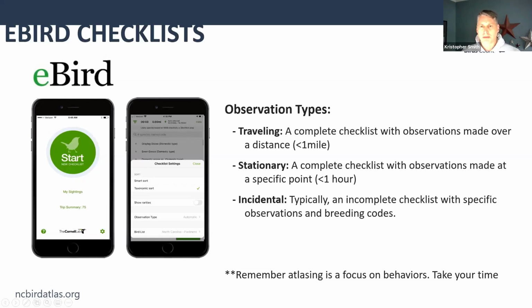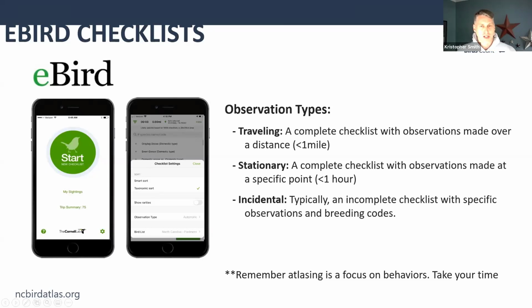So a traveling observation is, once you've completed your checklist, you can go through and select the observation type that would best suit you. A traveling one is a completed checklist with observations made over a distance of 1 mile, and we're asking you to keep that under 1 mile. So that would be one direction, 1 mile in length. As you're out there traveling, doing your birding, watching your observations, and entering all of your data, if you're walking down a path or a trail, just be mindful of how far you're going. That is a traveling observation.